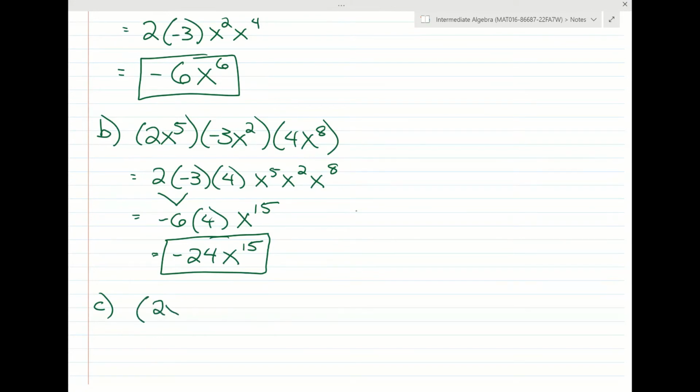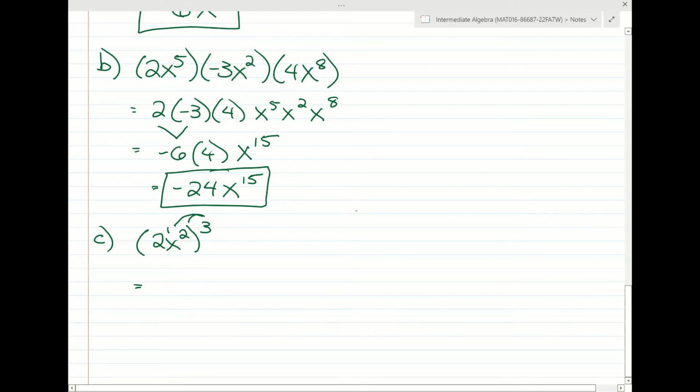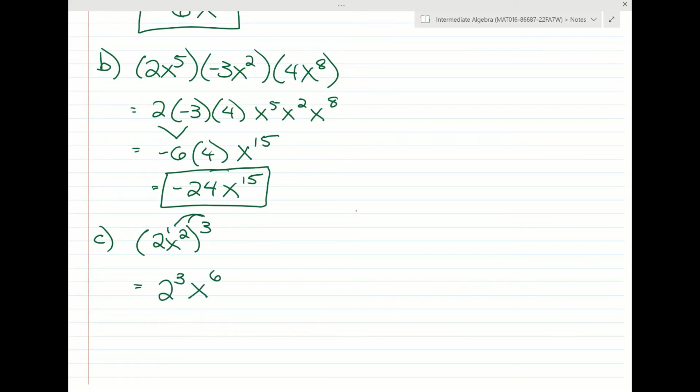If we had 2x squared to the third power. This is an example of power to a power. It's really just 2 to the first. So what we're doing is distributing the 3 times those powers. So this is just 2 cubed, 1 times 3 is 3, x to the sixth, or 8x to the sixth.